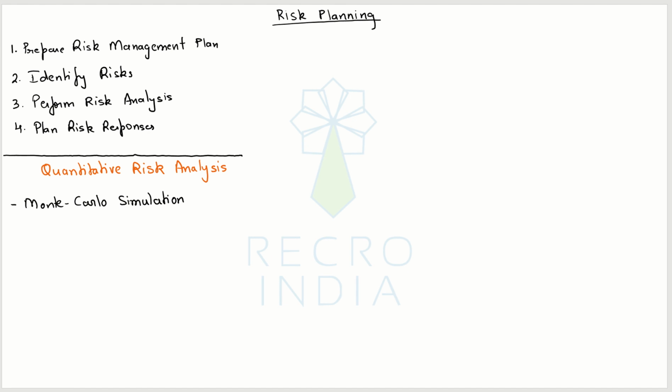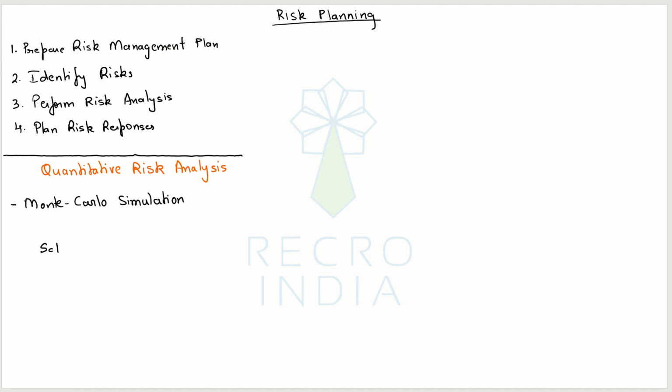What exactly is this technique doing? First of all, it's a simulation technique, which means we are trying to build thousands of scenarios. It's like, what if this happens? What if something else happens? What if something else happens? So every time we run a scenario, we get a different outcome.